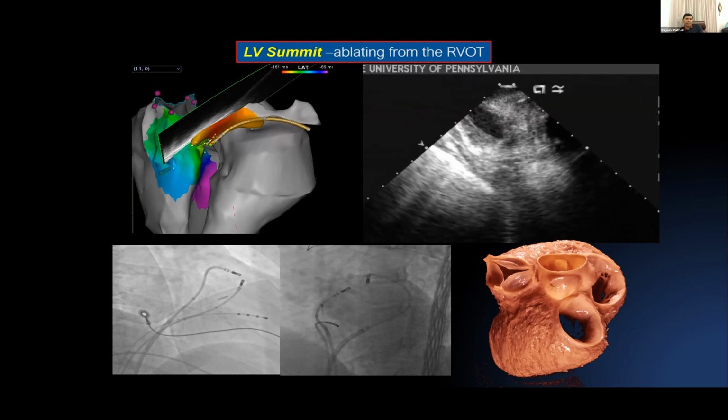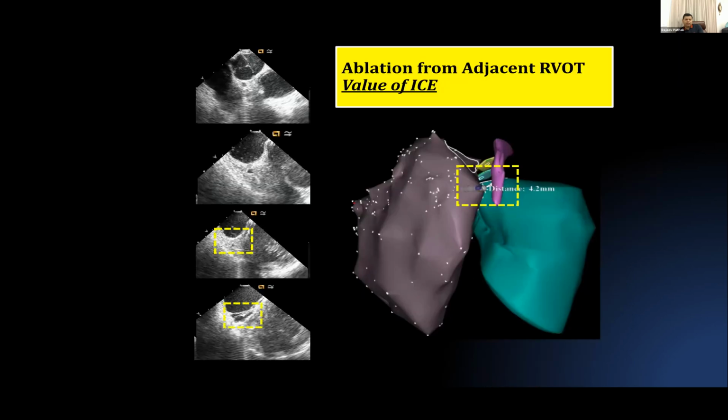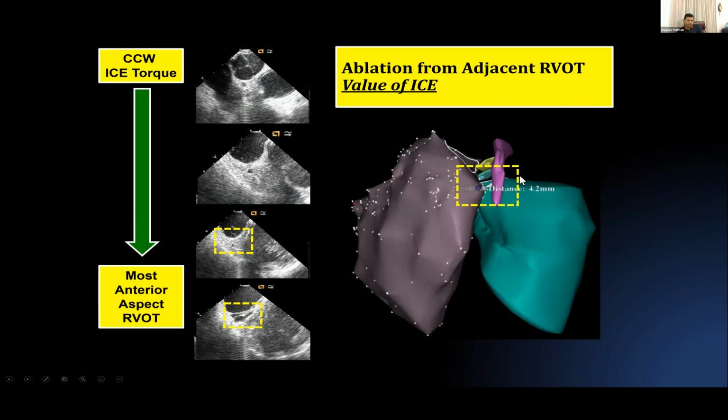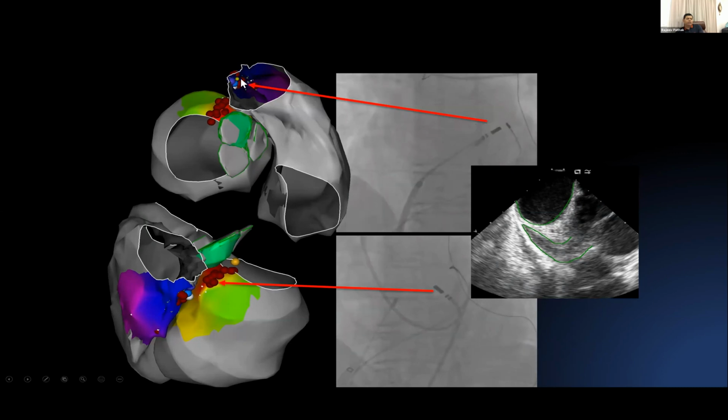So use of intracardiac echo is extremely important in these cases. As we talked about, we look at the catheter, how far the left coronary artery and LAD are, which gives us an appreciation of proximity to the coronary arteries, and helps decide whether it's possible to successfully ablate these cases. So this is the case where we had to sandwich from both sides. We ablated the most anterior side of the RVOT and also the LV summit, and ablation lesions were applied on both sides.